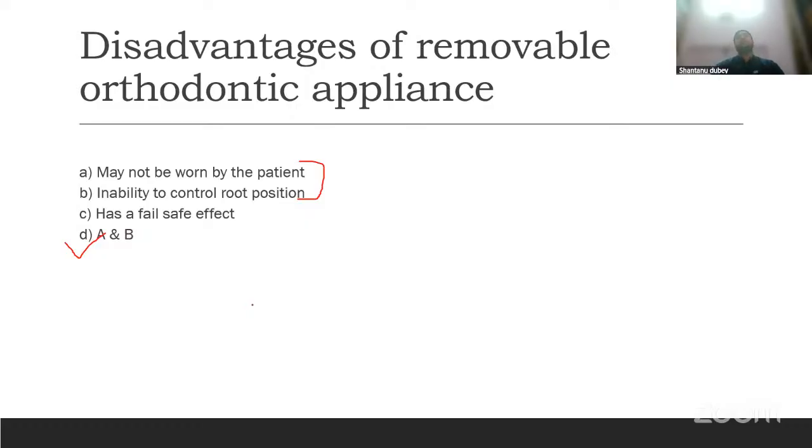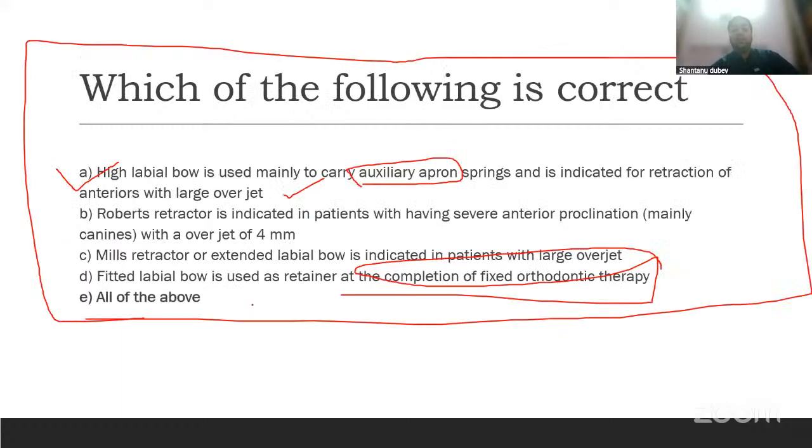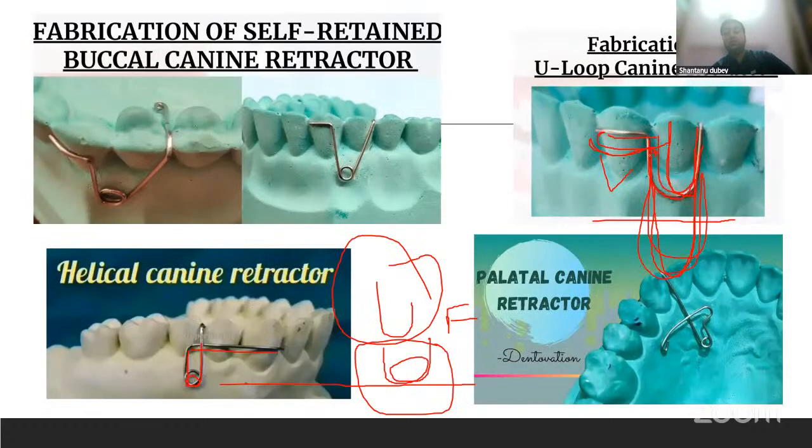Fail-safe effect is basically that whenever you are trying to apply some force, it is in control. That is true for the removable. Imagine this canine retractor, whatever I told you, if you deactivated this much, you close the loop here, you close the loop till here, and then engage the canine here, the canine will only move from here to here. It will not keep on moving if, for an example, the patient does not visit you for 4 months. You just want the canine to move from here to here, for an example. It is not in your control.